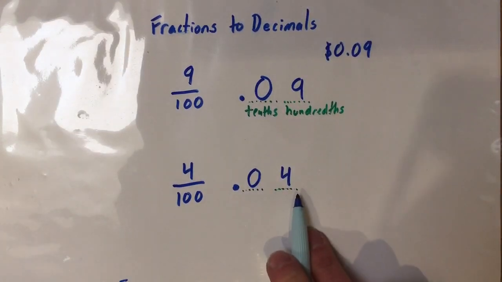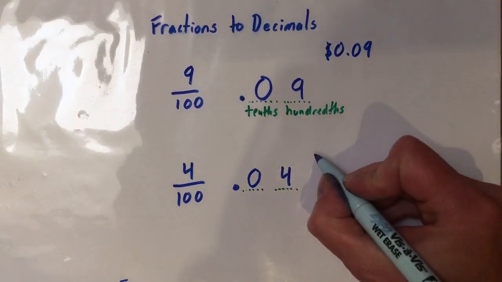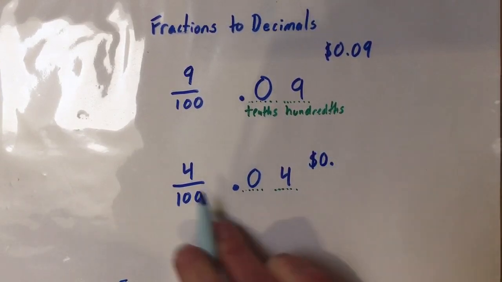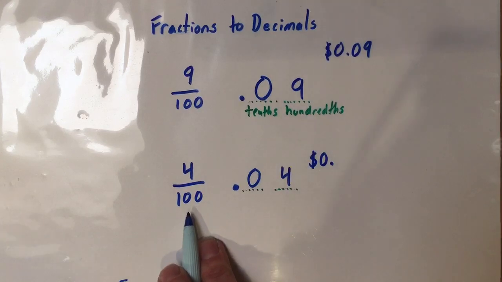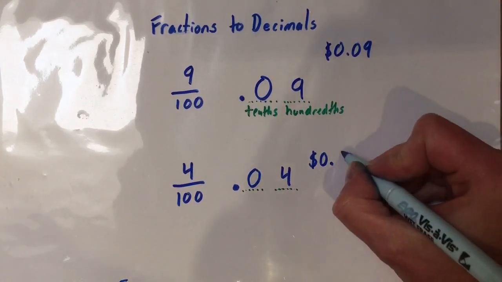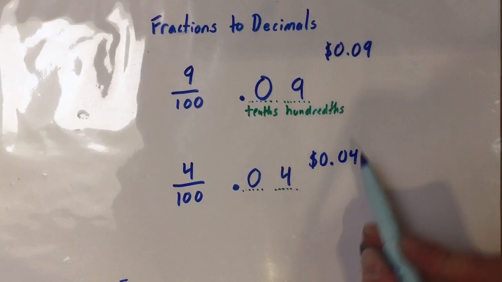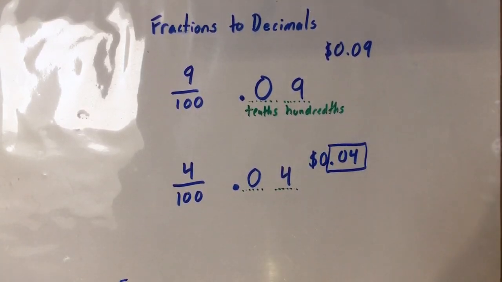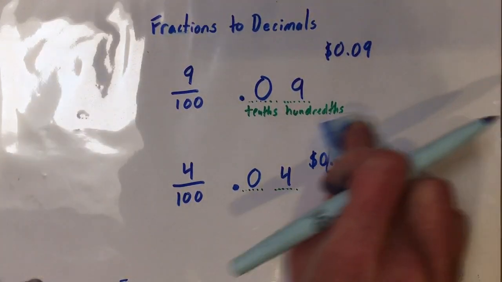That is my 4/100ths. If it helps you to write it as money, you have no dollars. Here's your decimal point. 4/100ths is the same thing as 4 pennies. How do we write 4 pennies? We write it like this, so that this part right here is the same thing that I see right there. Now, let's try a little bit harder.